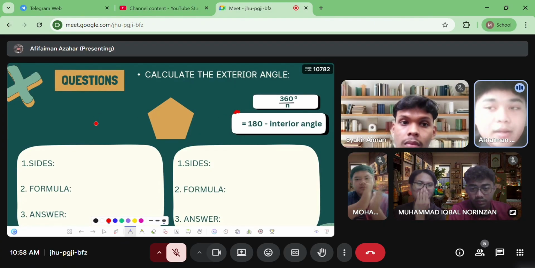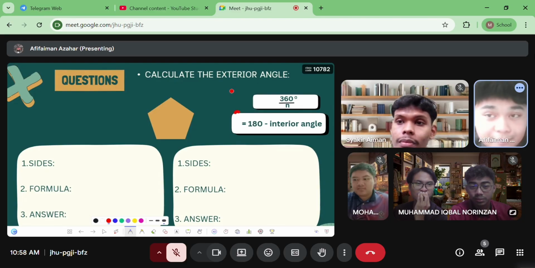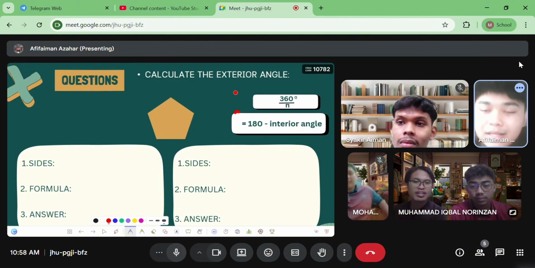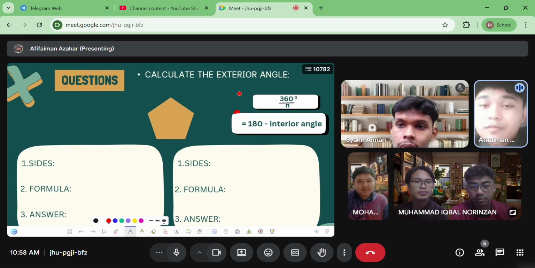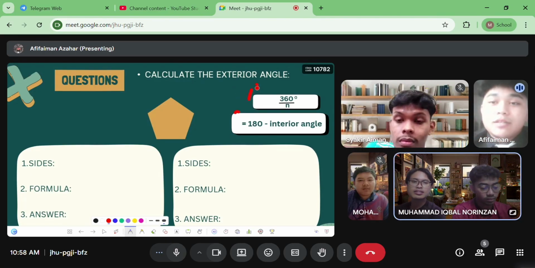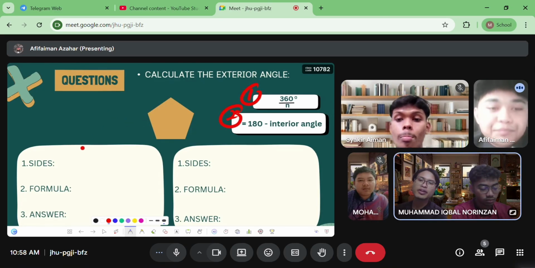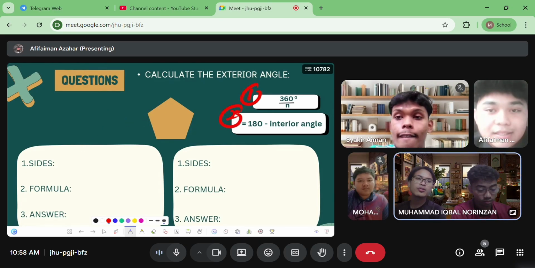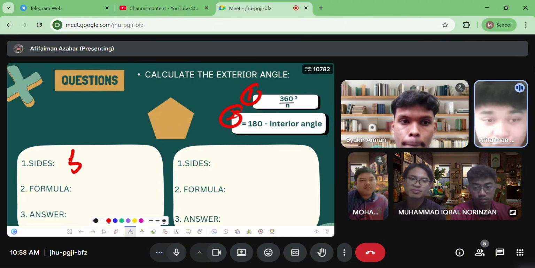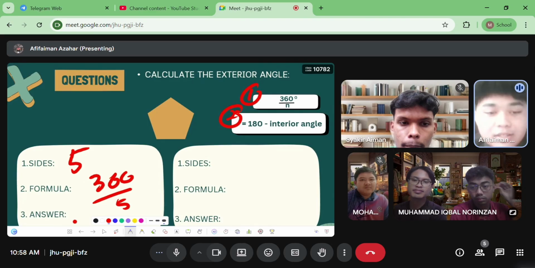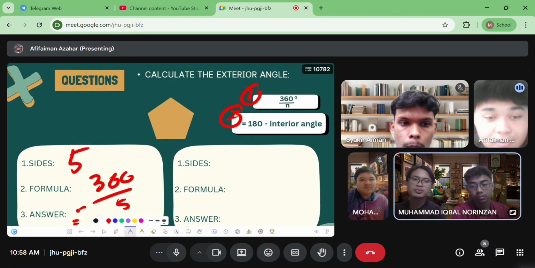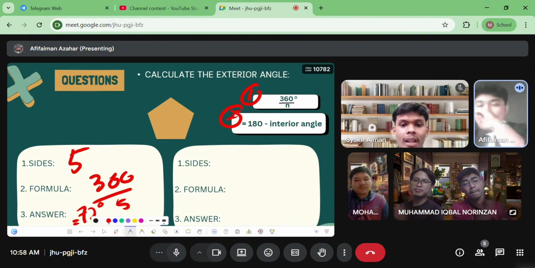All right. So Iqbal, can you help me with this question? Can you help me to solve this question? Yes. All right. This is the first formula. It's a pentagon. It contains 5 sides. Great. The formula, Iqbal? Which formula do you use? 360 over 5. Right. So the answer? The answer is 72. 72. Great. Wow. Give a big clap for Iqbal.